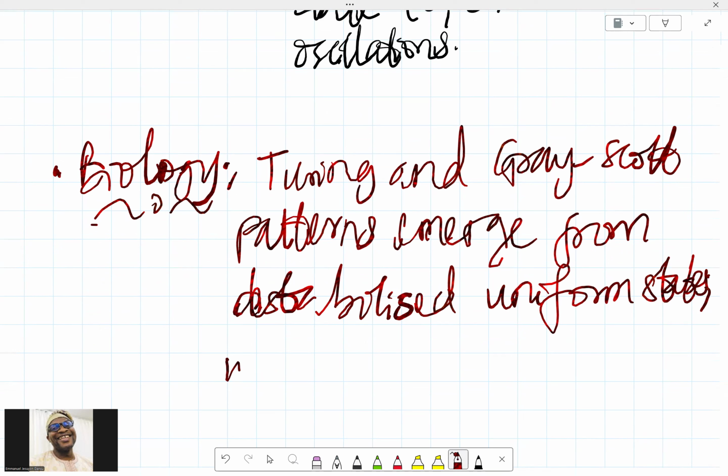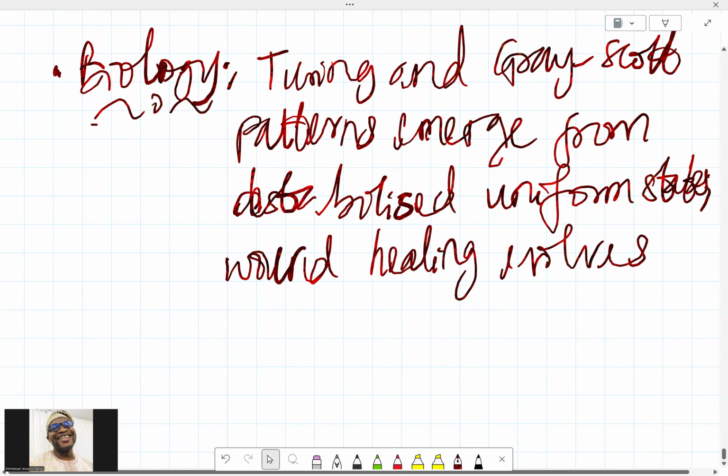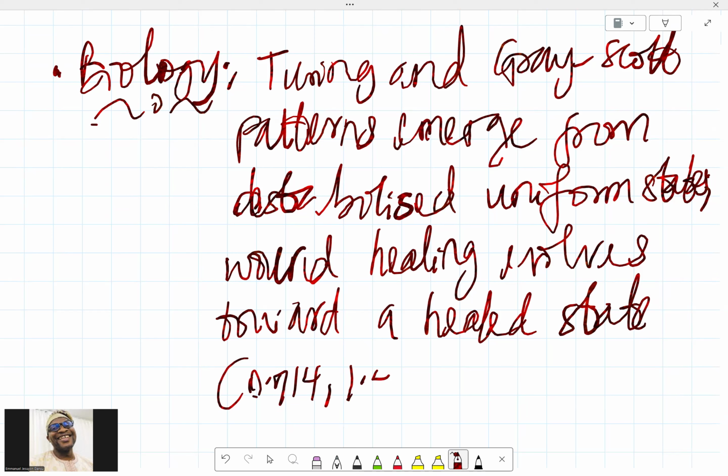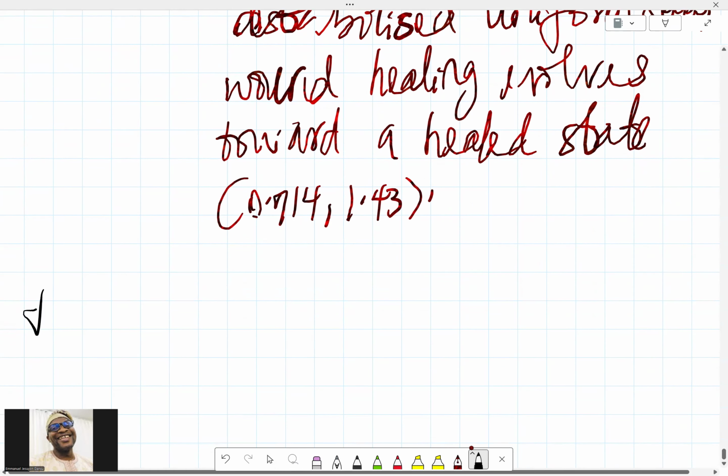So we see that wound healing evolves toward a healed state with cell density 0.714 and growth rate 1.43. Then we'll talk about steady states.